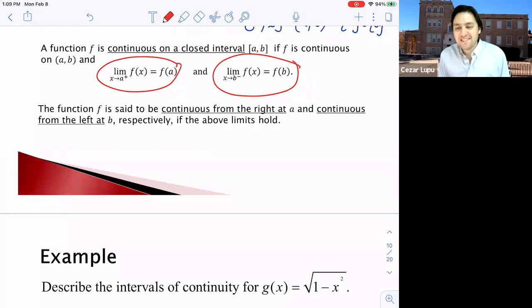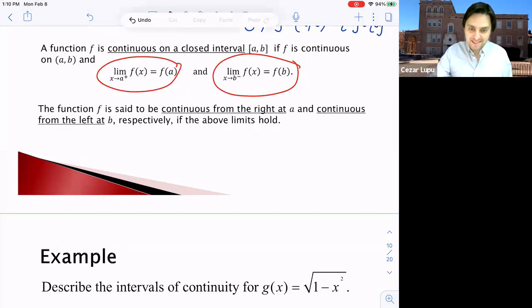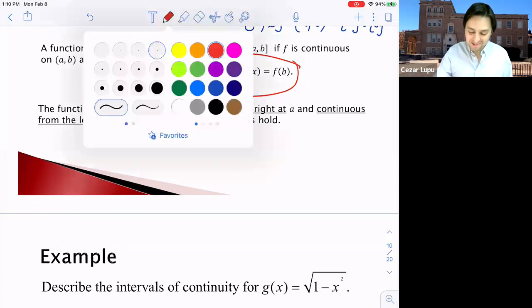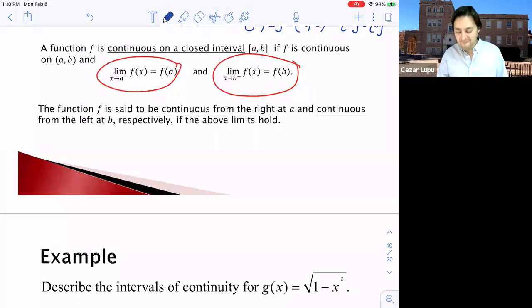Anyway, so let's look at this. Describe the intervals of continuity for the function g(x). The function g(x), as you can see, is given by the square root of 1 minus x squared. So this guy here is 2. You already told him, okay. So this is 2 here. So it's 1 minus x squared. That's the function.